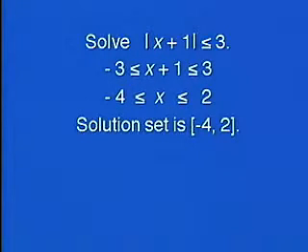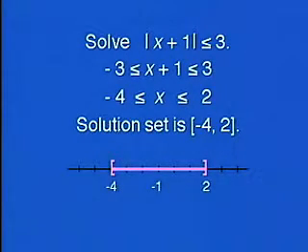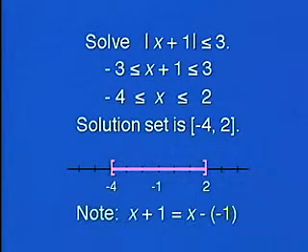In interval notation, remember, our solution set is the interval from negative 4 to 2, and this is a closed interval. Please note that what we're saying here is that x is within 3 units of negative 1. Let's look at this on the number line. X, which can be any number between negative 4 and 2, is within 3 units of negative 1. Remember that x plus 1 is equal to x minus a negative 1. Let's look at this example.